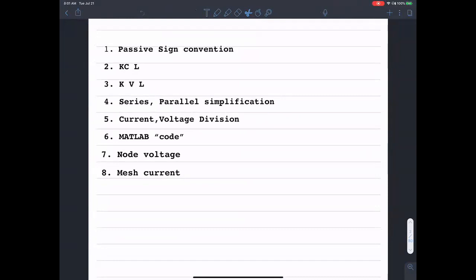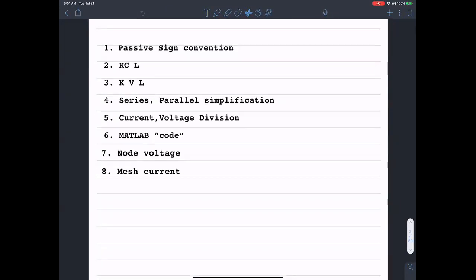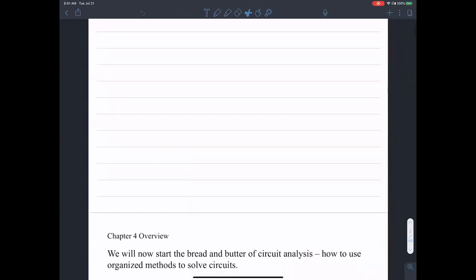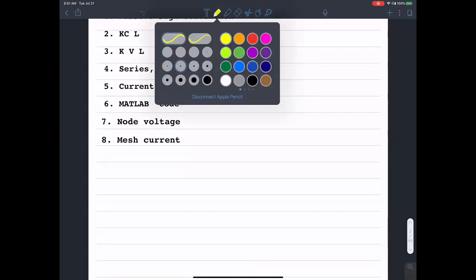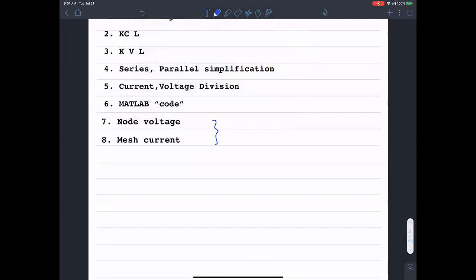Before that, I gave you a set of tools: the passive sign convention, Kirchhoff's current law, Kirchhoff's voltage law, series and parallel simplification. And then we went on to current and voltage division, looking at MATLAB code, then node voltage method. Both the node voltage and the mesh current method are all about setting up equations.